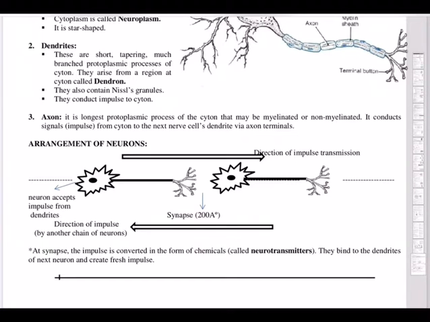And how will the arrangement of neurons be done? This is how. The neuron accepts impulses from dendrites and then passes them on to the branches of the axon, as I said just now. And there's the synapse. The nerve impulse jumps across the synapse, reaches the dendrites of the next neuron, and then travels along the axon, reaches the branches of the axon, and this chain continues until it reaches the target area. So the sensation is felt.